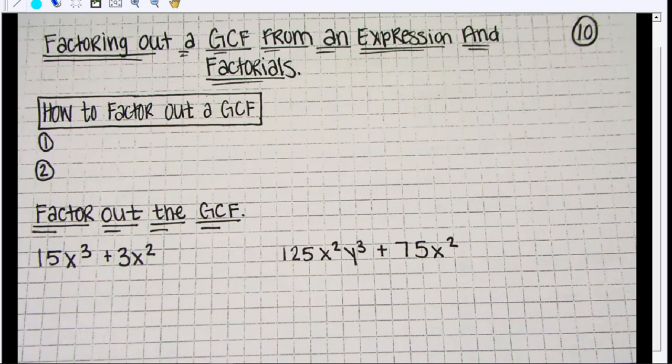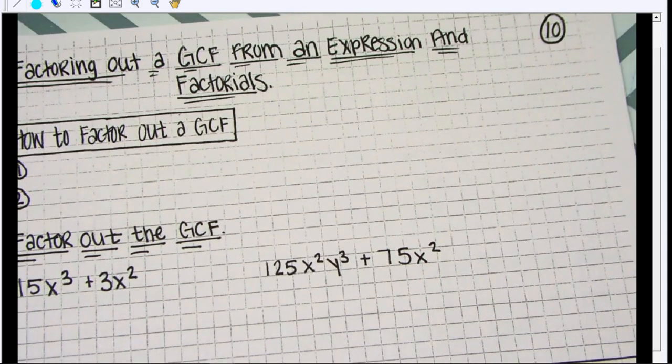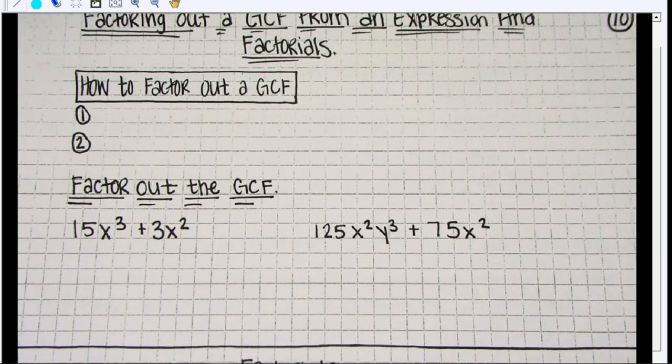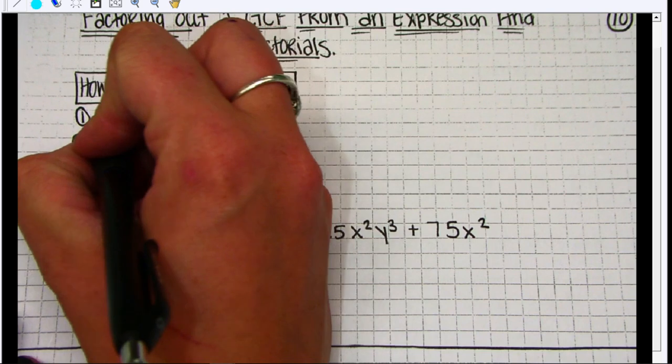All right, so we are going to factor out a GCF. What we did with prime factorizations and GCFs on page 9 is basically the exact same thing as page 10. Only on page 10, we've got a plus in between. Instead of saying this and this, what is the GCF? Now we're actually going to have some parentheses. So the first thing you have to do is find the GCF.